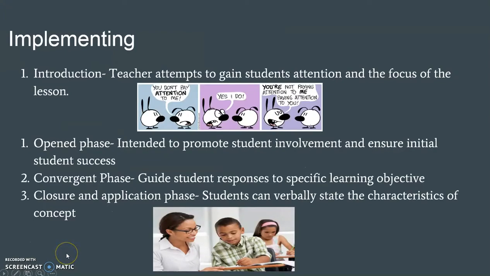Let's talk about implementing for a minute. The teacher tries to gain students' attention and the focus of the lesson, beginning with the opening phase, which is intended to promote student involvement and ensure initial student success. The convergent phase will guide student responses to the specific learning objective. With closure and the application phase, students can verbally state the characteristics of the concept.